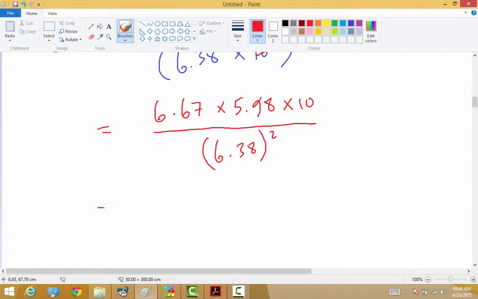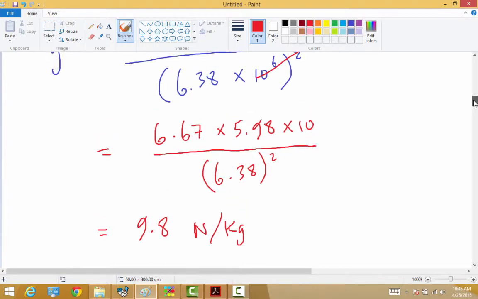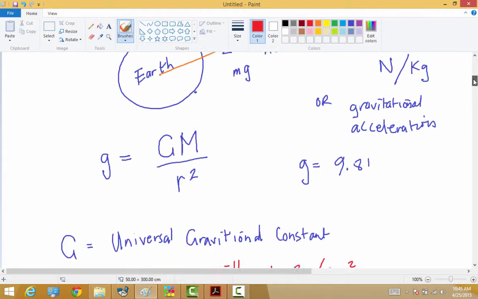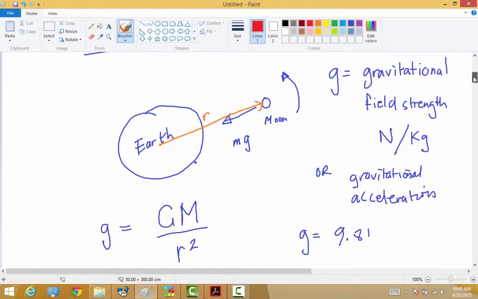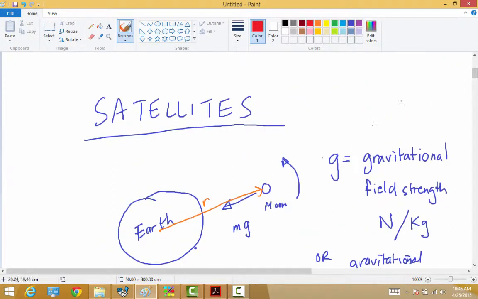So we get a value of 9.8, and sometimes we use 9.8. Right, so that is the gravitational field strength, or the gravitational acceleration close to the surface of the Earth. Of course, it will be different for bodies which are further out, and it depends on the major body. The major body could be, for example, Saturn or Jupiter or the Sun itself. So it depends on the major body and how far the satellites are from the major body. So let's have a look.